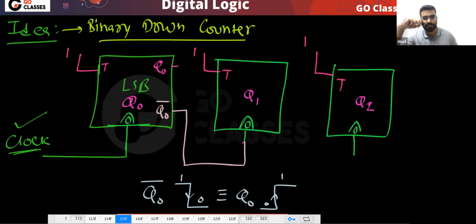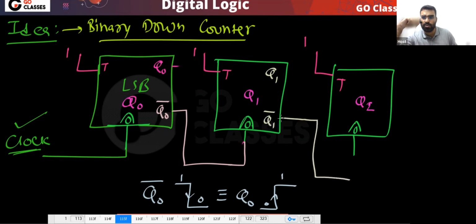Arnav, is it clear? I have given a very carefully, very clear explanation. Now tell me, is it clear? So that is the reason we are connecting this Q0 bar. The same thing we will do here. This is your Q1, this is your Q1 bar. So what am I going to do?